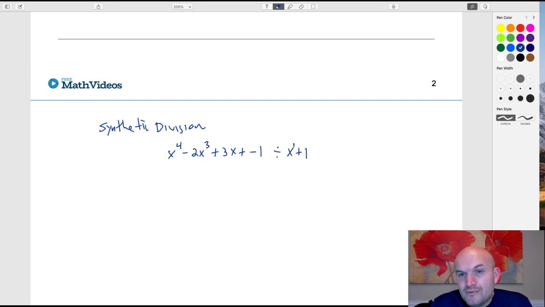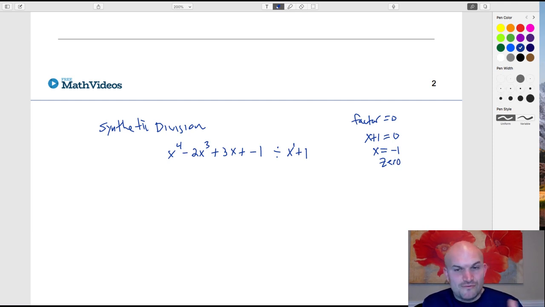And remember, we can set our factors equal to 0 to find the zeros. If this was a factor, setting x plus 1 equal to 0 gives x equals -1, which is what we call a zero. Now again, we don't know that x plus 1 is a factor because we don't know if it divides into there, so we don't know if x equals -1 is a zero. However, when doing synthetic division, we need to use the zero, not the factor. So we're going to take the -1 from this divisor and put it on the outside.